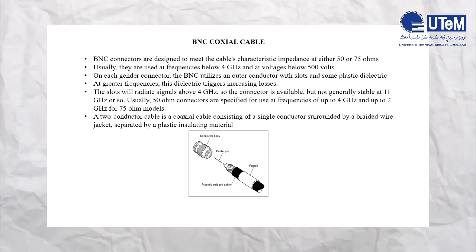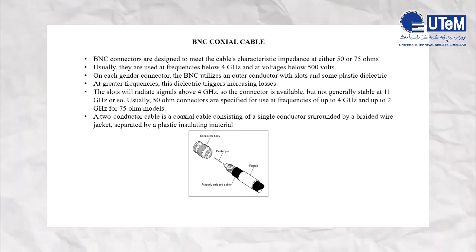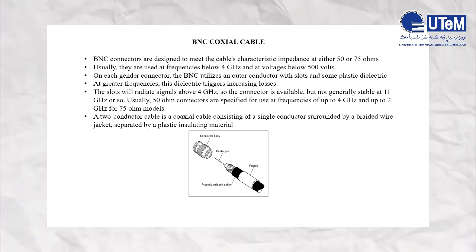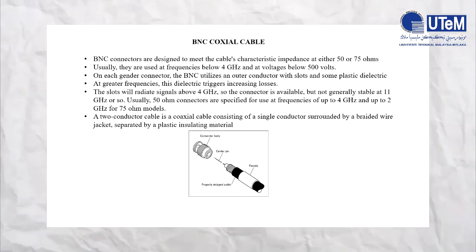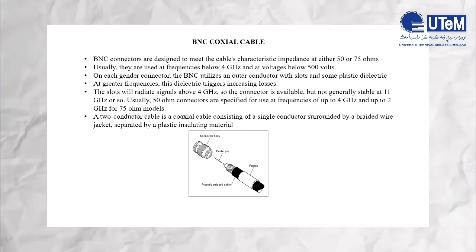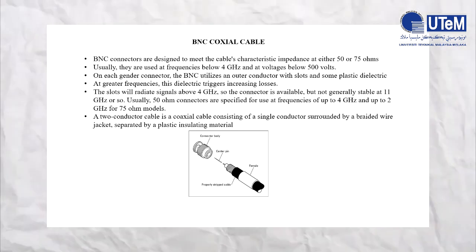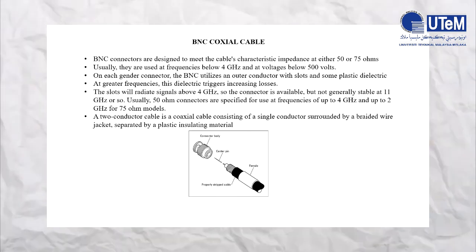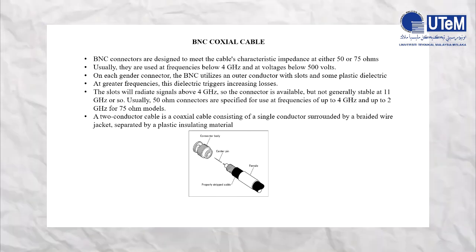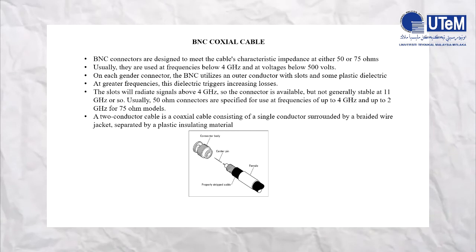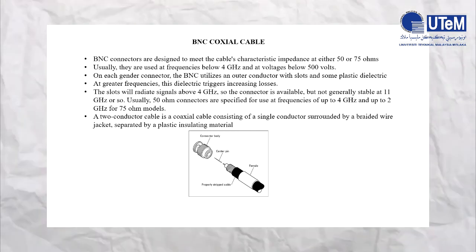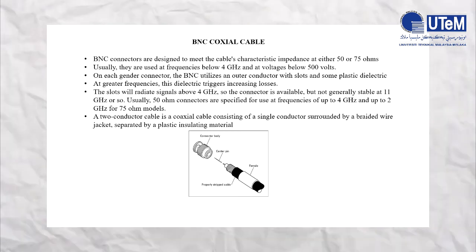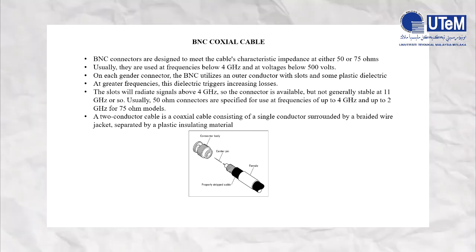Next, I will explain about the BNC coaxial cable. BNC connectors are designed to meet the cable characteristic impedance of 50 or 75 ohm. Usually they are used at frequencies below 4 GHz and at voltages below 500 volt. On each gender connector, the BNC utilizes an outer conductor with a slot and some plastic dielectric.